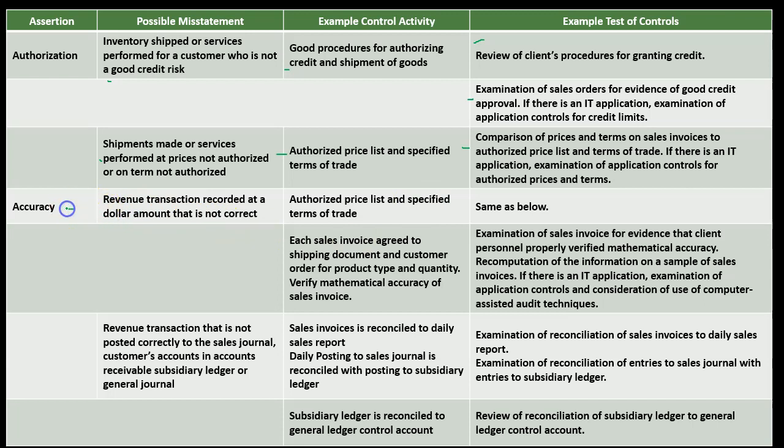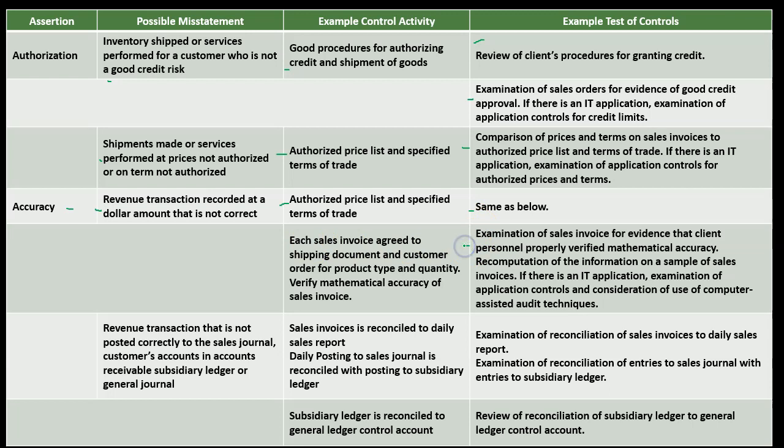Next assertion is accuracy. What's the problem related to accuracy? We're going to set up internal controls to help reduce revenue transactions recorded at a dollar amount that is not correct. What's the internal control we're going to set up in order to reduce that problem? Authorized price list and specified terms of trade. We also have the control of each sales invoice agreed to the shipping document and customer order for product type and quantity. Verified mathematical accuracy of the sales invoice.